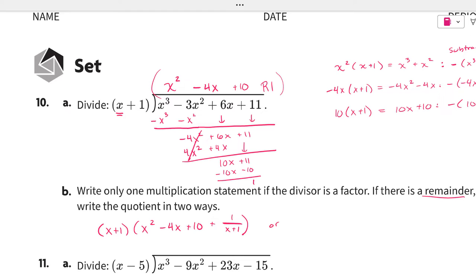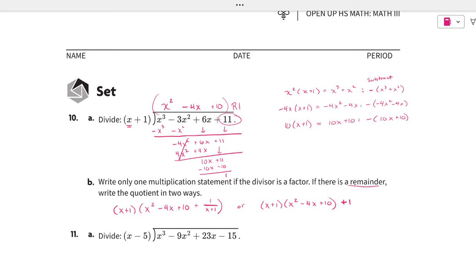Or another way is we can leave the remainder out. So x plus 1 times x squared minus 4x plus 10, and I'm going to close up my parentheses now, because that's going to give us everything. If that number was a 10, that would work out perfectly, but it's not. We have to make it 11, so I just add my remainder right at the end there. And either one of those would be other ways to represent x cubed minus 3x squared plus 6x plus 11. So that is question 10.